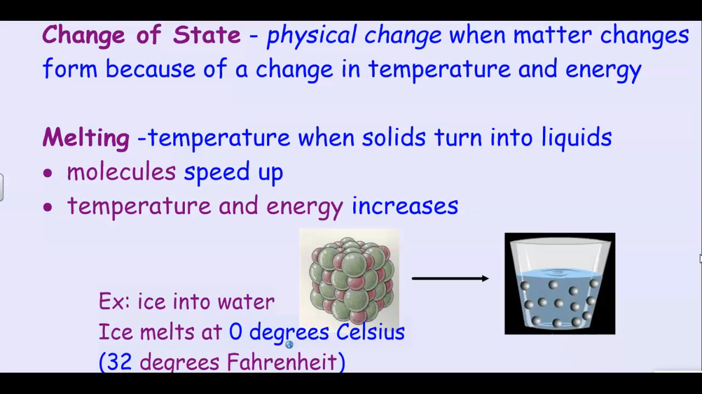Melting, I'm sure you've heard of before. Well, when the temperature increases in a solid, it actually moves the particles or molecules faster, breaking them apart from their solid crystal structure into something that can move or flow. The molecules are speeding up. As the temperature increases, the molecules move faster. A good example is regular ice. Ice always melts at 0 degrees Celsius, which is 32 degrees Fahrenheit.